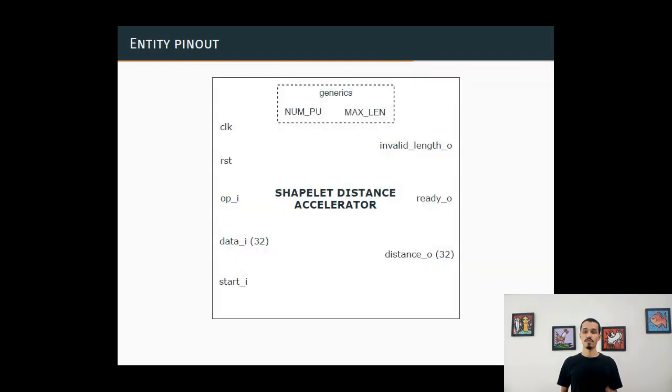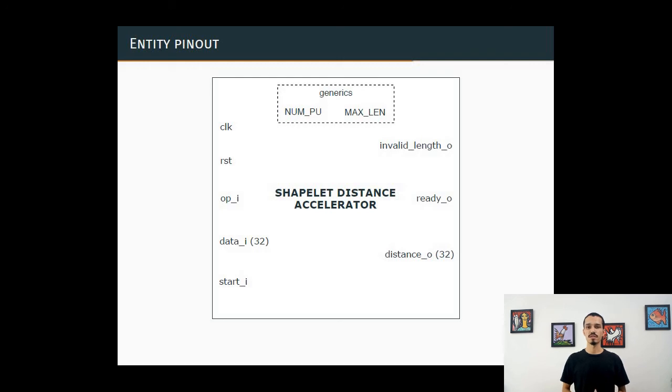In the pinout of our top entity, we may see the parameterizable generics for number of processing units and maximum shapelet length, and we also see the input and output signals. There is only one data bus in the input and one data bus in the output. Also, we input the operation. We'll see in some moments that we have two operational modes.